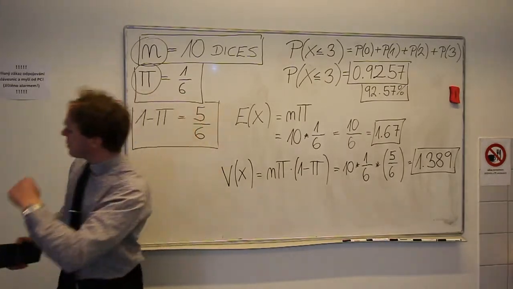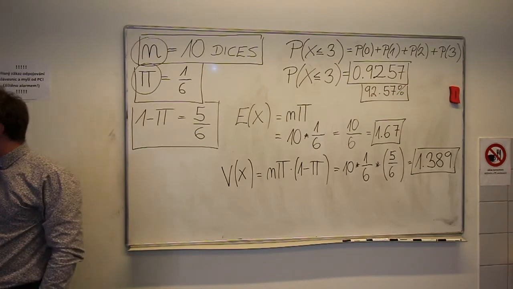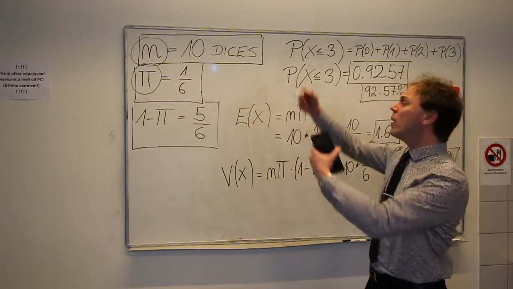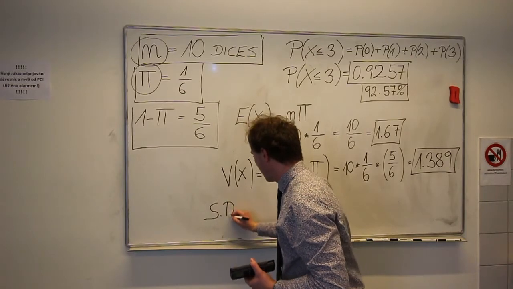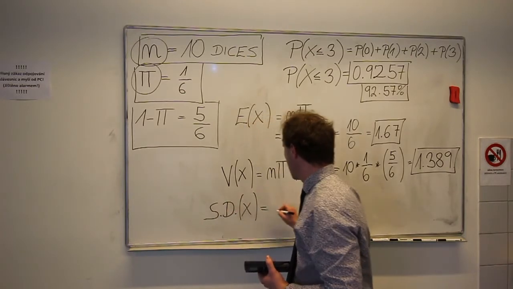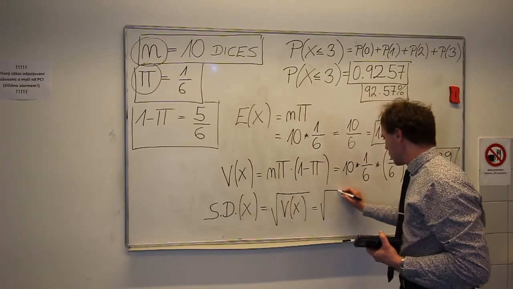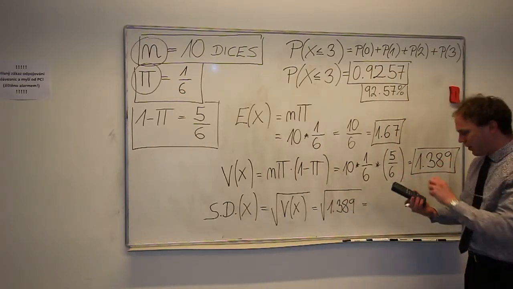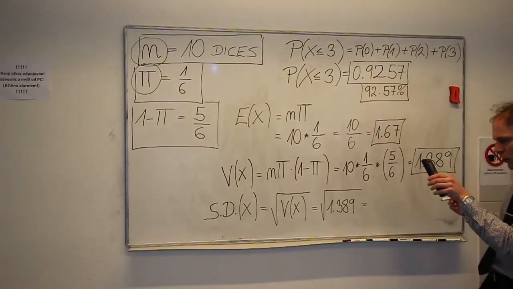And that is why we calculate the standard deviation, because of the difficult interpretation of variance. Standard deviation will be interpreted in basic units, so in dices. Standard deviation of random variable X is calculated like the square root of the variance. So the square root of 1.389, and the result is 1.179.